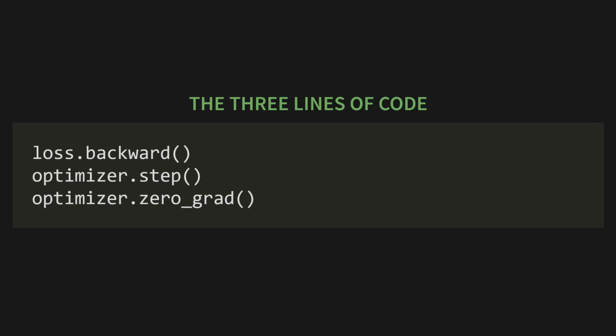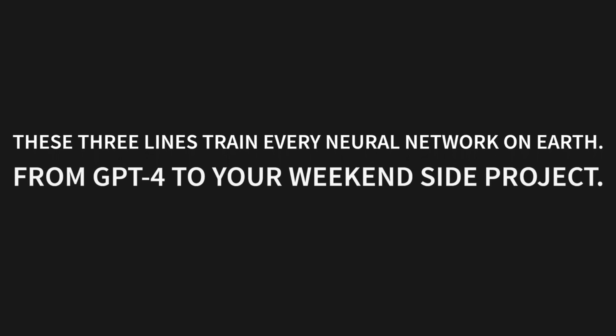Let's look at 3 lines of code: loss.backward, optimizer.step, and optimizer.zeroGrad. These 3 lines train every neural network on Earth, from GPT-4 all the way down to your weekend side project.